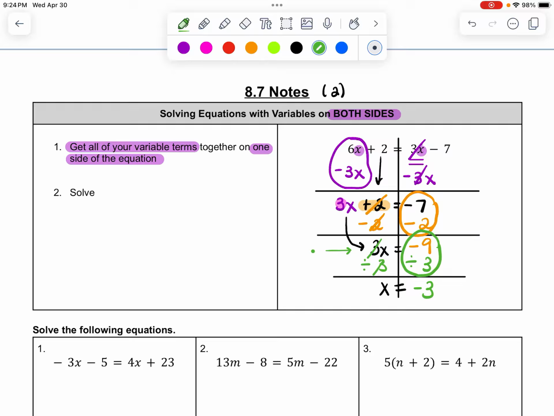Since the x is by itself now, we know that we're done with this problem, and we can say the value is negative 3.